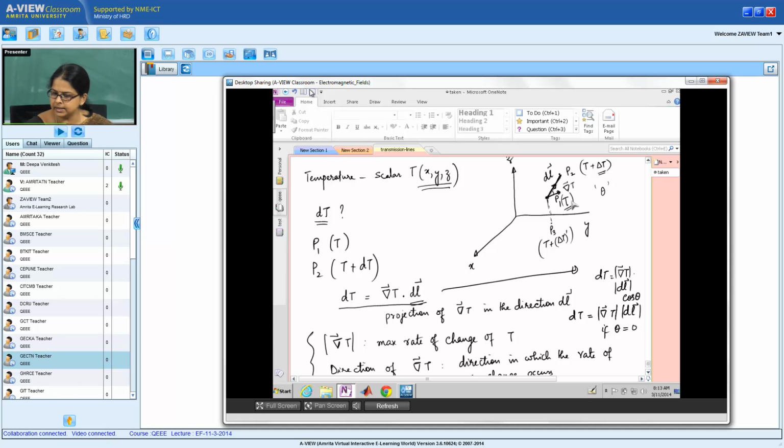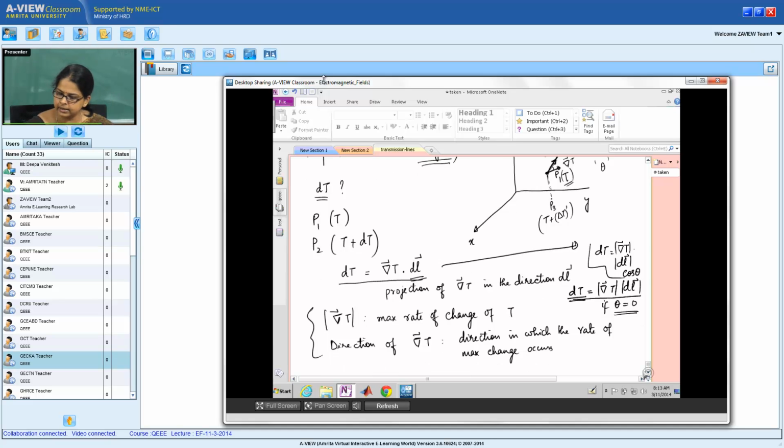is 0, which means del T is that value of dT in the direction of maximum, because for any other value of theta my dT is going to be smaller than this number, because I have a cos theta component there. Which is why we say the magnitude of the gradient tells me the maximum rate of change of T, and along what direction? When theta equals 0, that is the direction in which the rate of change is maximum.